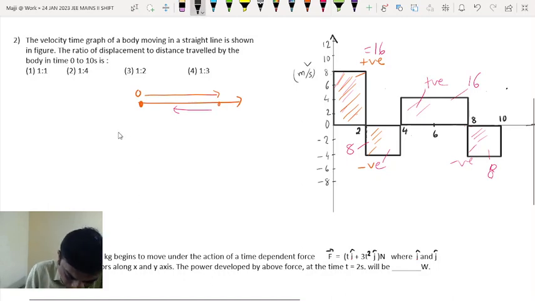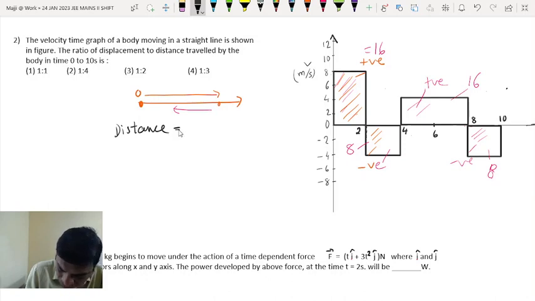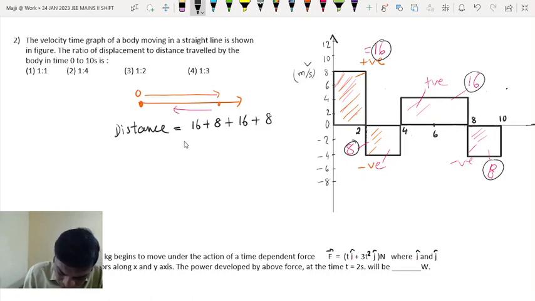So the distance covered will be equal to 16 plus 8 plus 16 plus 8. So this will be 8 sixes are 48 units.